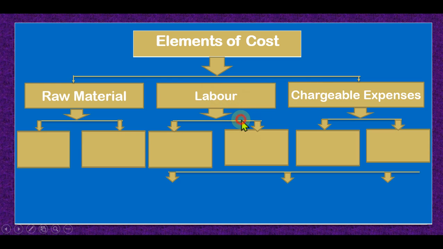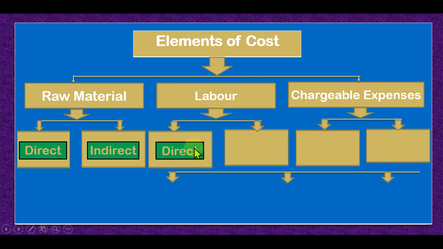Dear student, now raw material. It is of two types: direct raw materials and indirect raw materials. Dear student, labor is also of two types: direct labor and indirect labor. Chargeable expenses are also of two types: direct chargeable expenses and indirect chargeable expenses.